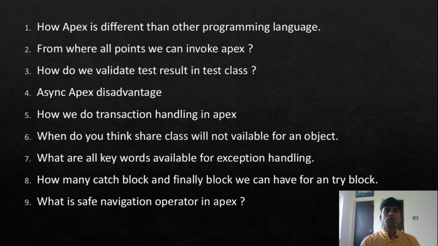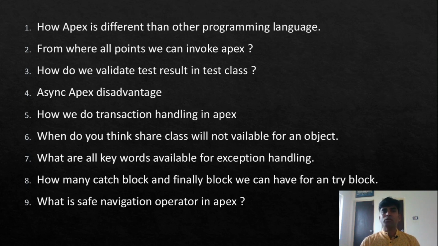Second question, from where all points can we invoke Apex? Generally in the Salesforce world, we say Apex is everywhere. That means whether you are writing a trigger, you are writing Apex; whether you are writing a batch class, you are writing Apex; whether you are writing an API, you are using Apex; whether you are invoking an invocable method from the process builder or Lightning flow, you are using Apex. Even your hello world logic you can execute using an anonymous block.